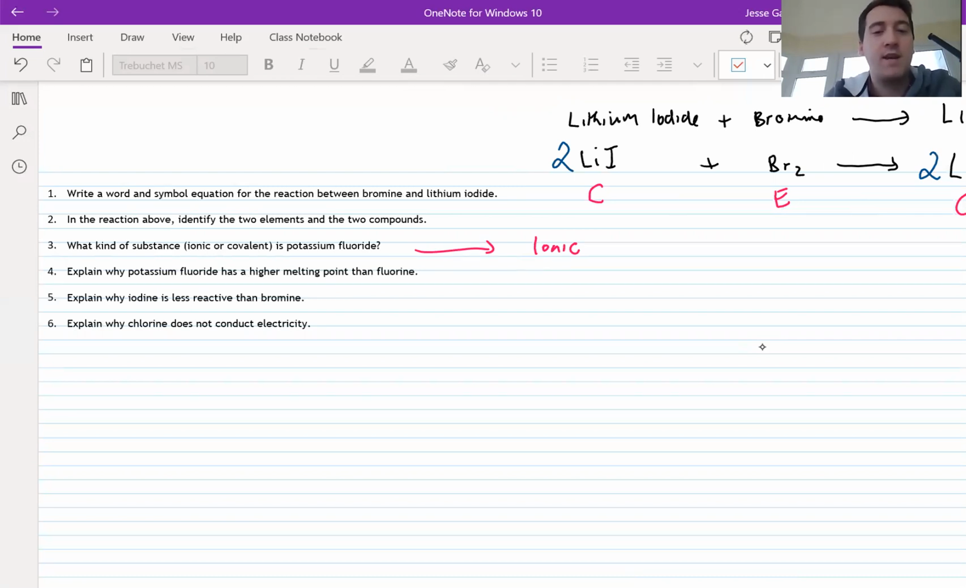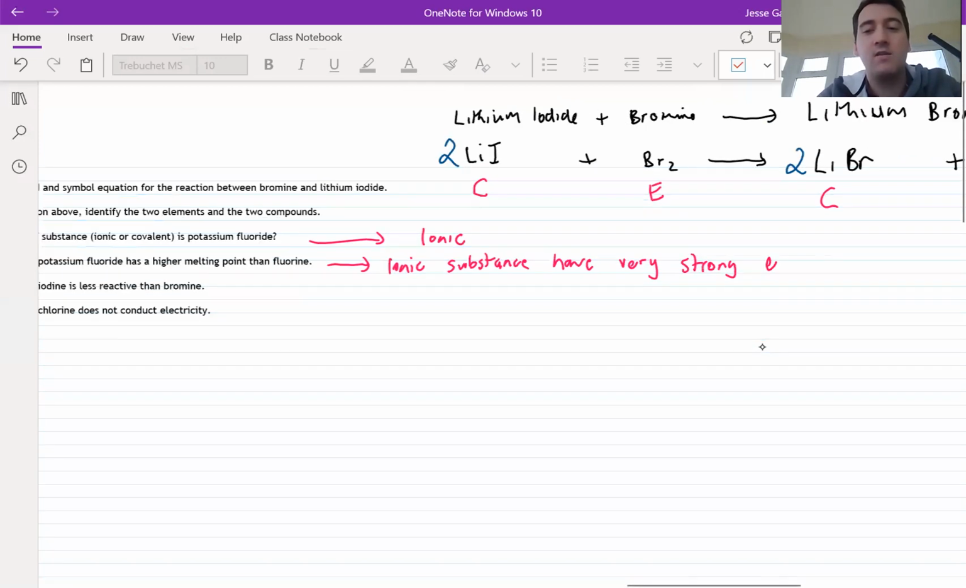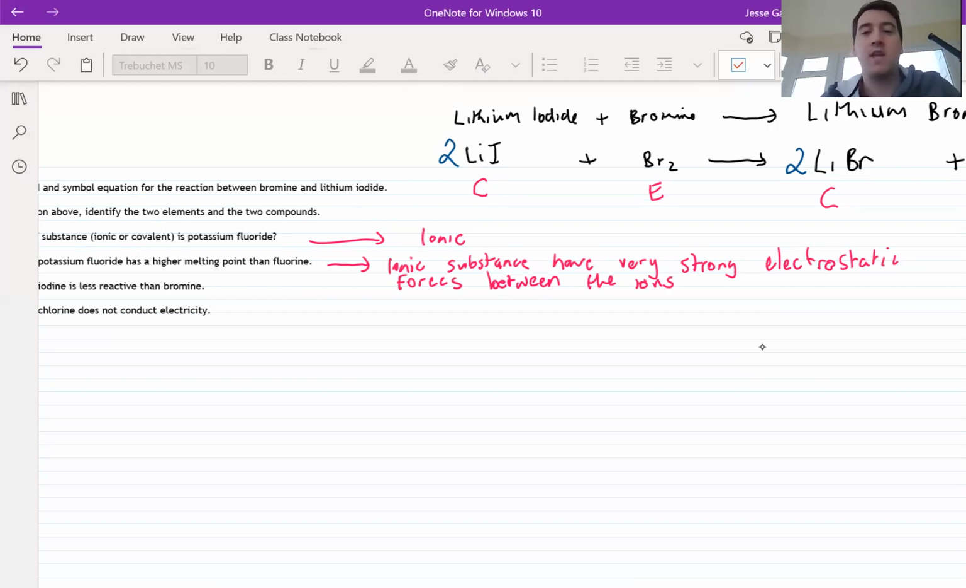Explain why potassium fluoride has a higher melting point than fluorine. Well, potassium fluoride is ionic, and ionic substances have very strong electrostatic forces between the ions, much stronger than van der Waals forces. So that's what holds ions together in a crystal.